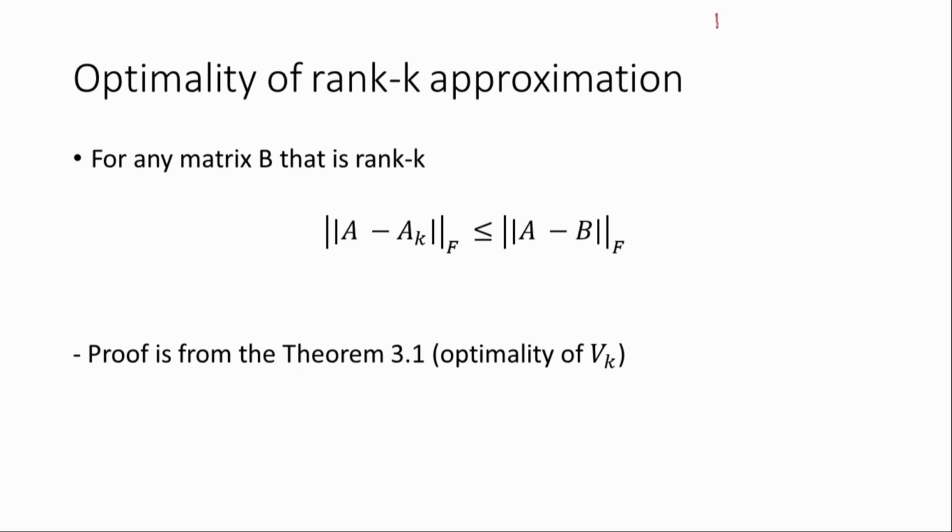Another interpretation of A_k, and why is this good? Okay, so this is good in the following way. For that we need to define what is known as a matrix norm, and have these been defined? This should have been defined in your linear algebra class: the Frobenius norm and the L2 norm of a matrix.